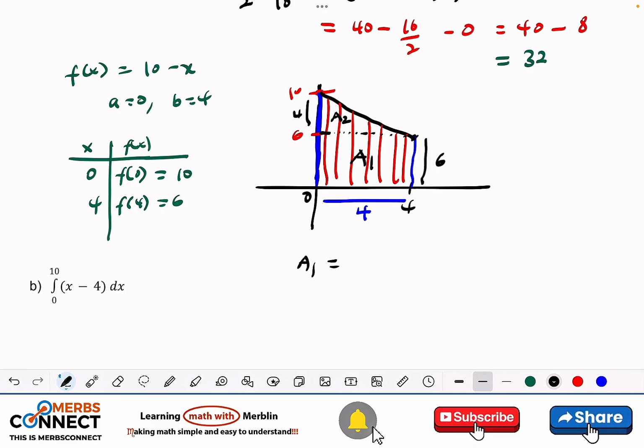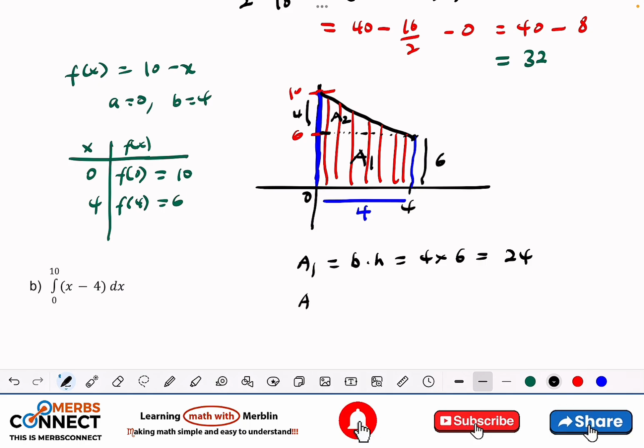So the area is base times height. So base times height is going to give us 4 times 6, and this is going to give us 24. Let's look at B. B here is like a right angle triangle, so half base times height.